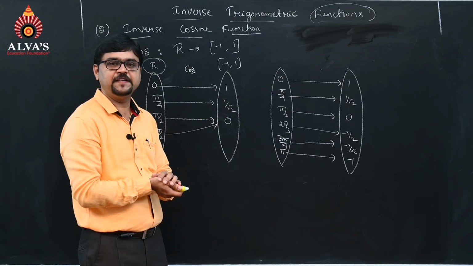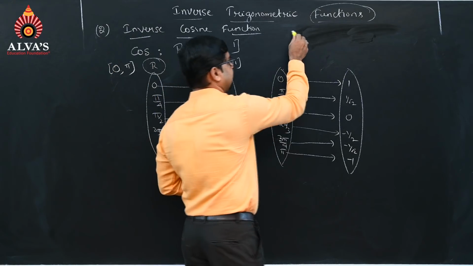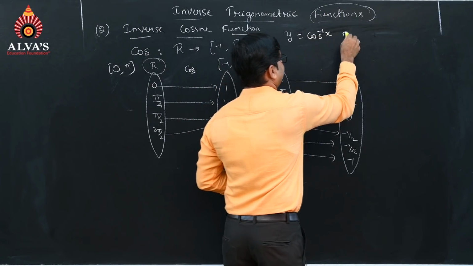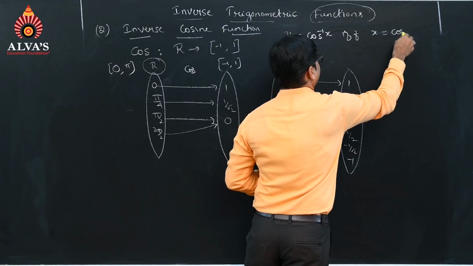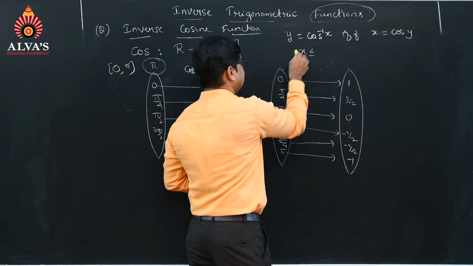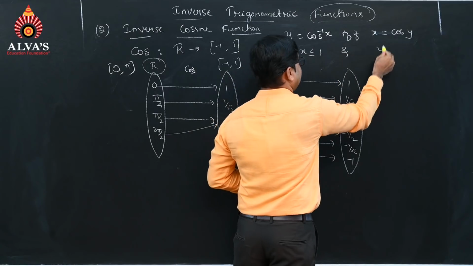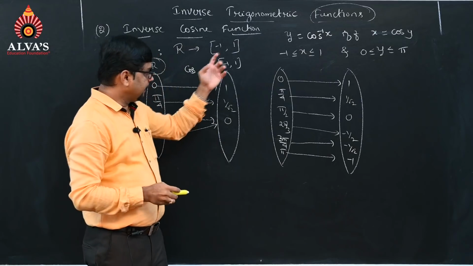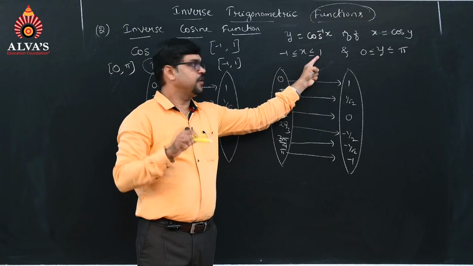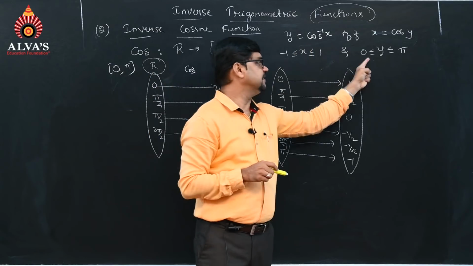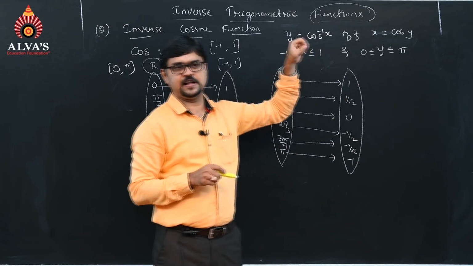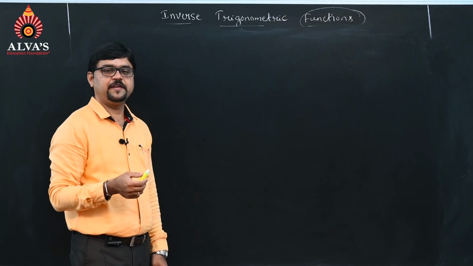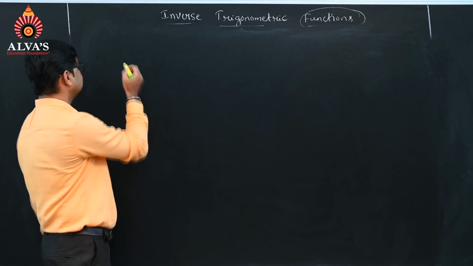So now we can define the inverse cos function as y equals cos inverse of x if and only if x equals cos y, where x lies between minus 1 to 1 and y lies between 0 to pi. And minus 1 to 1 is the domain of the inverse cos and 0 to pi is the range. It is also called the principal value branch. Now we will take a few examples for the cos inverse function.